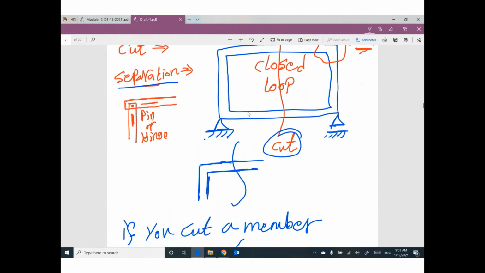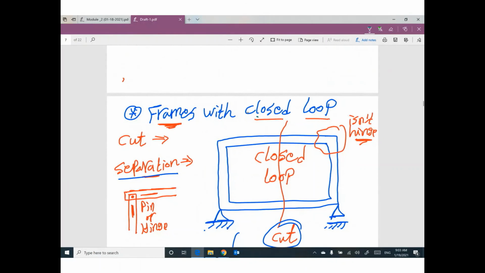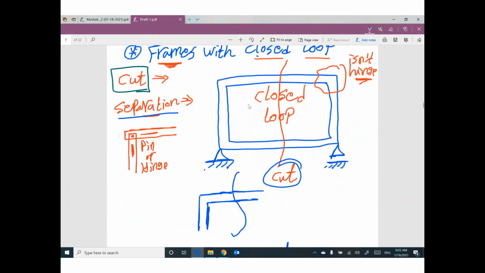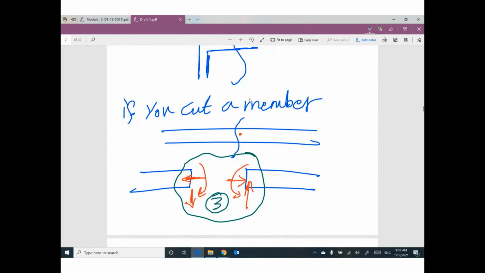So, if you have a closed loop, I will do cut. At each cut, we have 3 unknowns. Actually, we have 6, but this reaction will be the same like this, but in opposite direction, and this one will be the same like this, and this one too, in opposite direction. So these 6 reactions can be counted as 3.